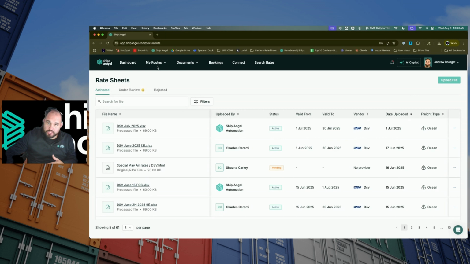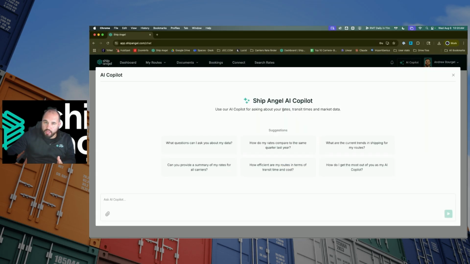Additionally, the ShipAngel system has what we call an AI co-pilot. And so we process your rates via artificial intelligence, and that machine learning AI system that pulls out the origins, the destination, the surcharges, and the validities is also generating good answers to questions that you may have. And so this co-pilot allows you to come in and say, what is my 40 high cube rate Shanghai to New York City for MSC?